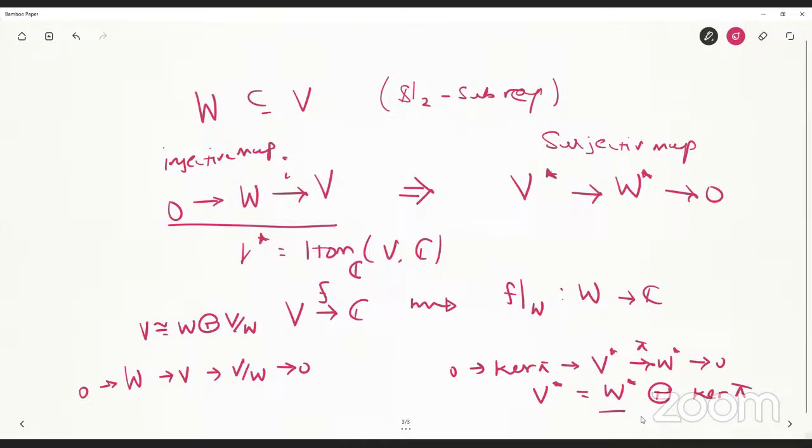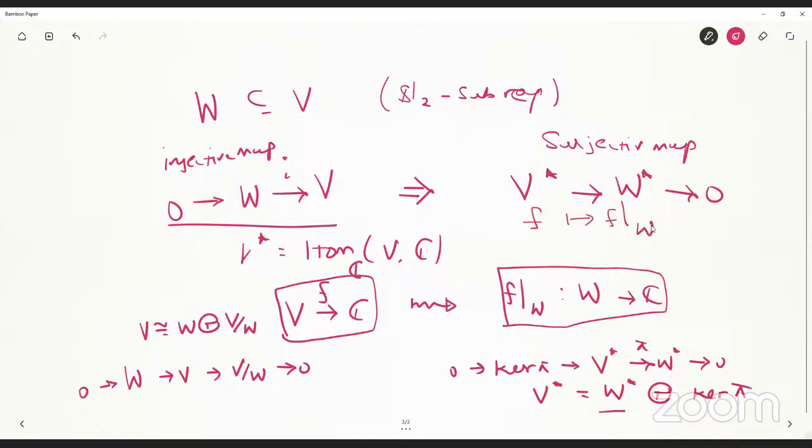So it's basically playing around with the maps. Okay, I wonder whether I made a mistake. So only check this much. Given F, you can define this F restriction. So that is the map: F goes to F restricted to W. So I'm saying this is a surjective map.